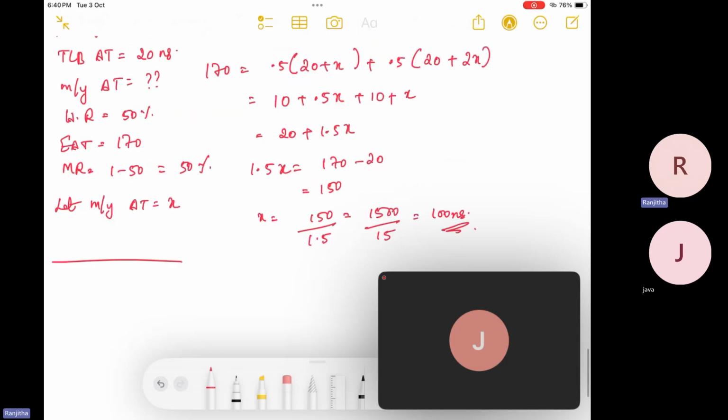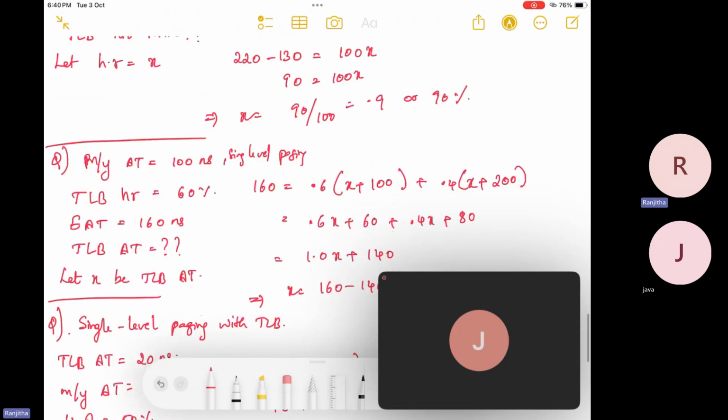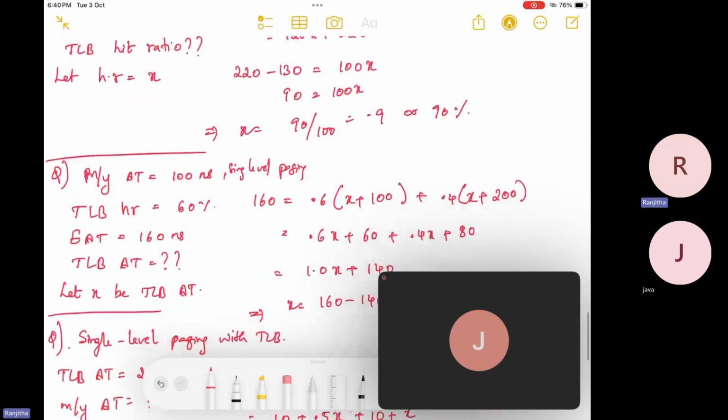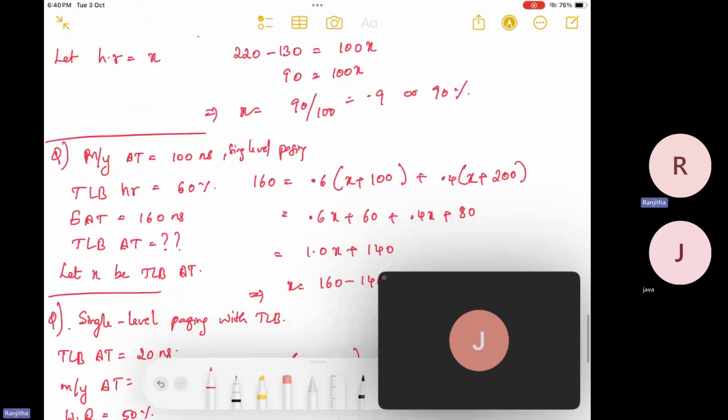This was a couple of problems on memory access time given different parameters, and how we find the various other parameters. So that was on memory access time. And let's go to the other topic discussed in the last class.